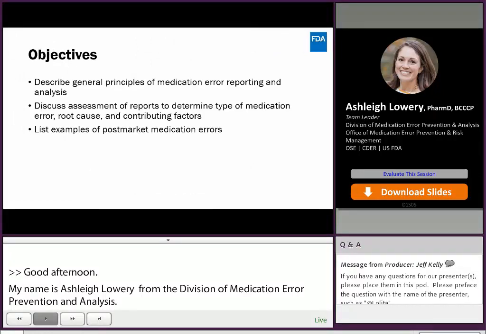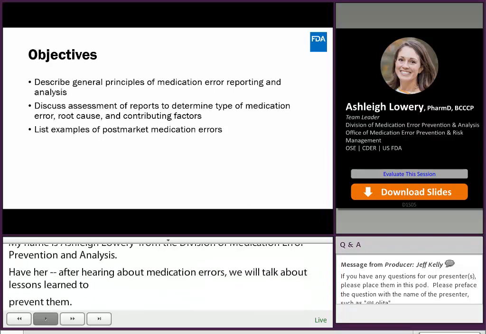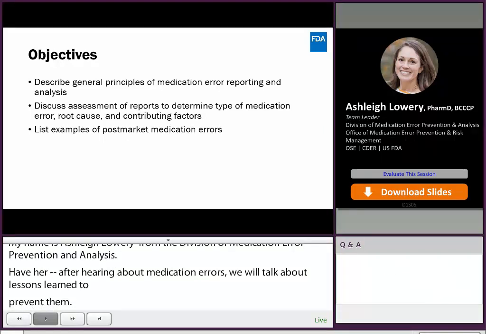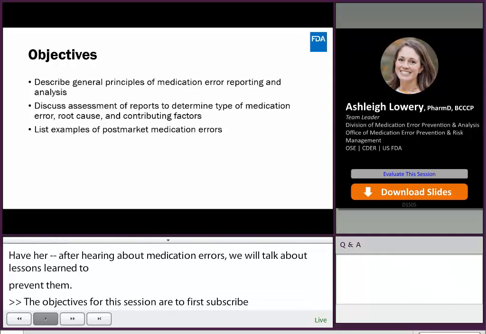The objectives for this session are to first describe the general principles of medication error reporting and analysis, discuss assessment of reports to determine the type of medication error, root cause, and contributing factors, and also to list examples of post-market medication errors.